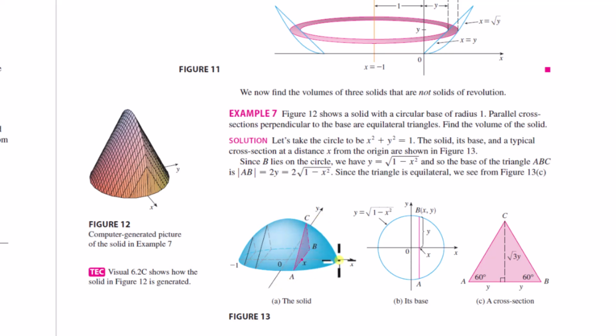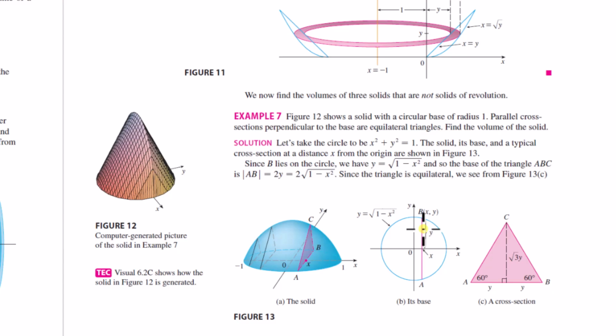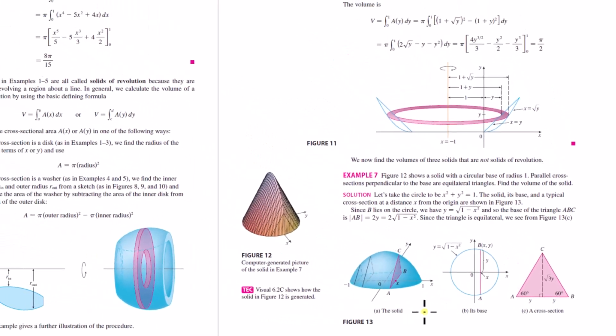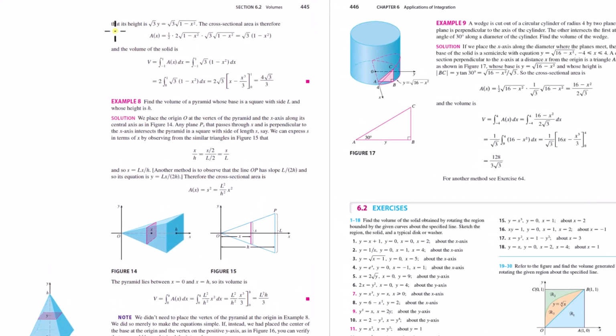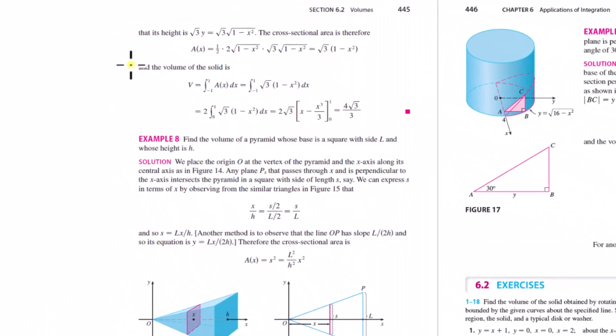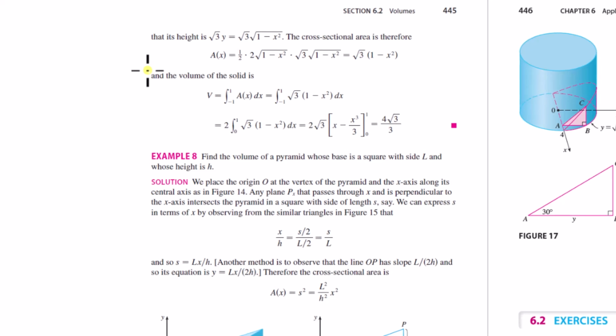For any position x, you can get a formula for the length of this line. Then with the length of that line, you just use the area of an equilateral triangle formula. So you can easily get A of x. Then you just do A of x times delta x. That's the differential piece. Integrate it.